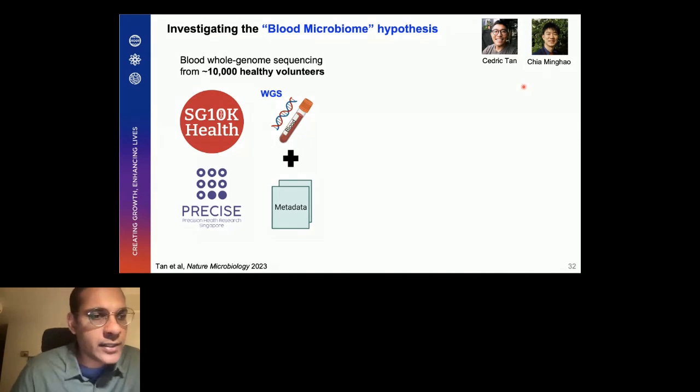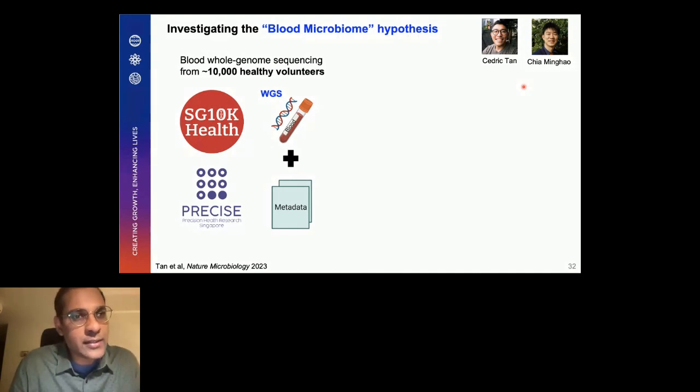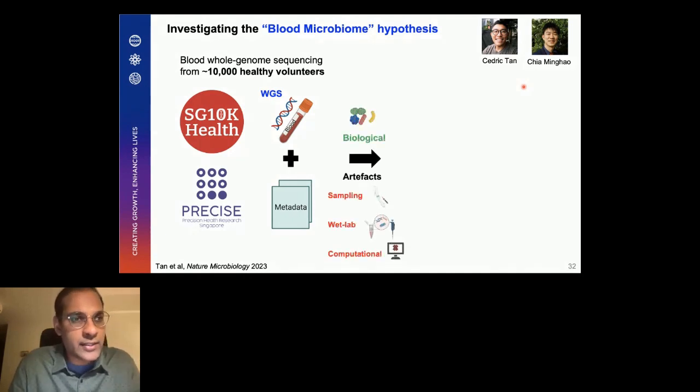So for doing this, we leveraged the access to the precision medicine cohort in Singapore, where as a pilot study, they did 10,000 healthy volunteers where they obtained blood and did whole genome sequencing and also collected metadata. And our goal was to use the non-human reads in this sequencing data to be able to identify the microbes that might be present in blood. But of course, this is not as simple. A precision medicine cohort is not designed to capture the blood microbiome. It does not have the right controls, and there are potential artifacts, including sampling, wet lab, as well as computational, and we want to get the biological signal out of this. And this is quite a challenge. I won't go into the pipelines we had to design.